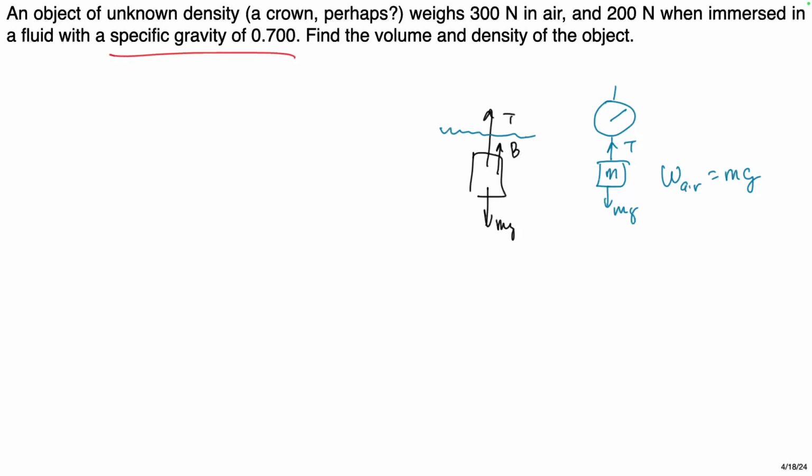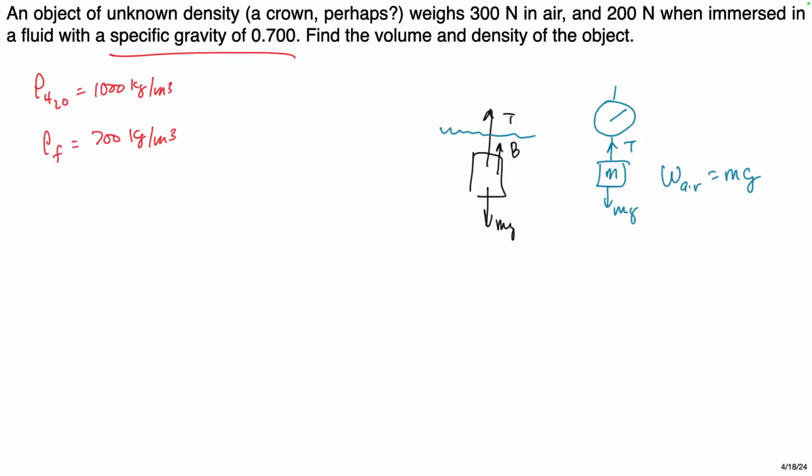What the heck is specific gravity? That's a fancy term for the ratio of something with respect to water. So remember, the density of water is 1,000 kilograms per cubic meter. And so if this thing has a specific gravity of 0.7, that means that the density of this fluid is 700 kilograms per cubic meter, right? 0.7 times 1,000 is going to be 700. So anytime you see specific gravity, just multiply it by 1,000 and you've got the density of the object.